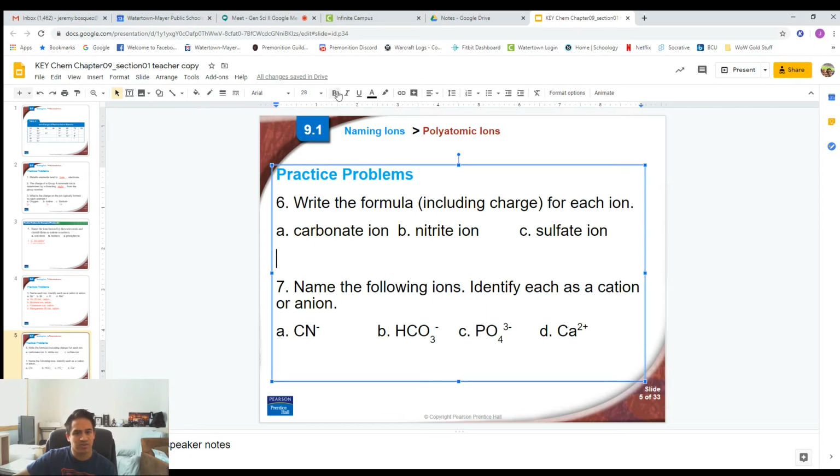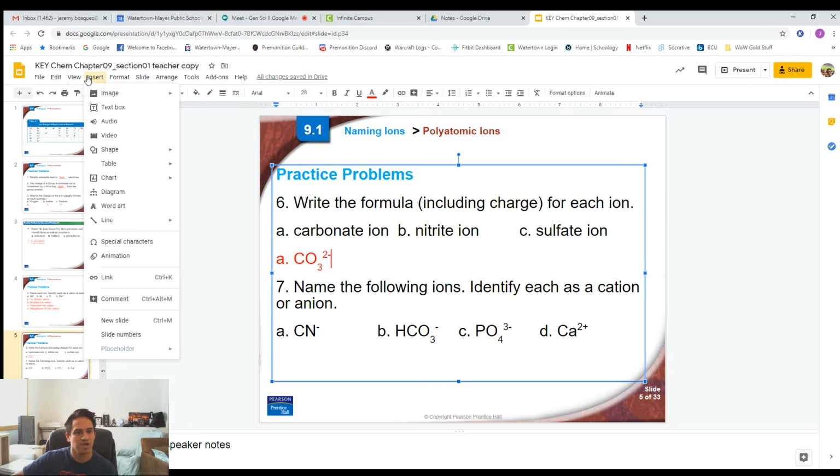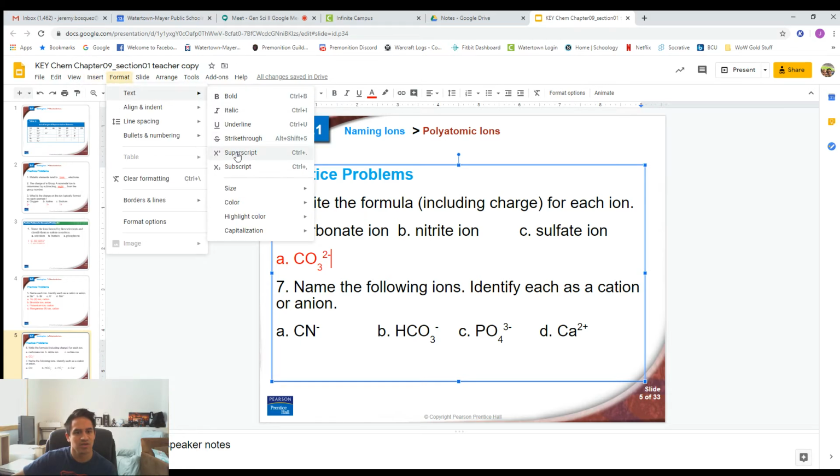All right, looking at the last ones here then, for number 6, write the formula including charge for each ion. So carbonate, that is a polyatomic ion that can be found on the back of your periodic table. It has a formula of CO3 and a charge of 2-. So we would just write CO3, 2-. I know all the shortcuts for doing the little numbers and the big numbers up top, subscripts and superscripts. But if you don't know how to do that, if you go to Format Text, you can click on Superscript. The shortcut even shows you here, you hit Control and then period or Control and comma, and that will make the numbers be either big ones up top or little ones down below.